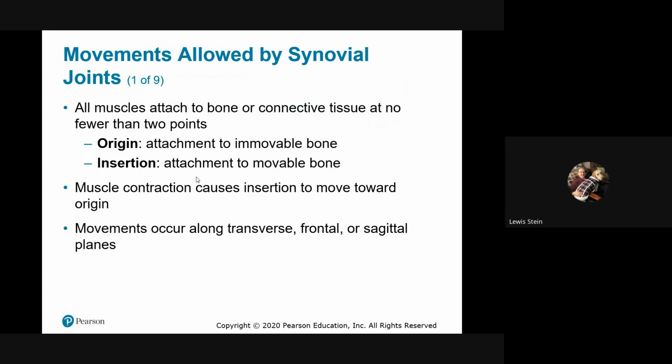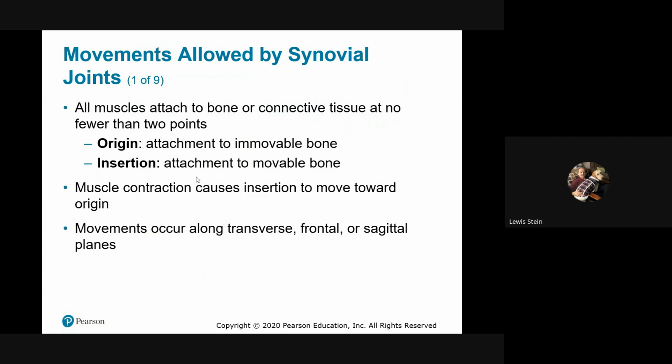If you're in the gym doing curls, the less movable bone in that instance would be the humerus. The more movable would be the radius and ulna working in combination. Okay, origin, insertion. If you're doing chin-ups, all different. These become the stable point, and you're pulling your whole body up by way of your biceps. Totally opposite.